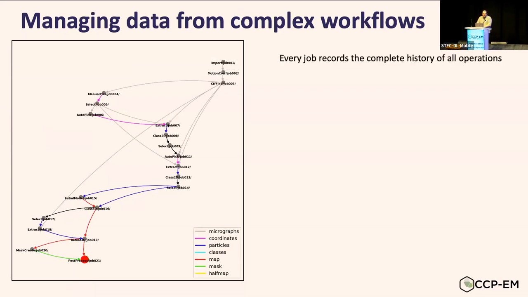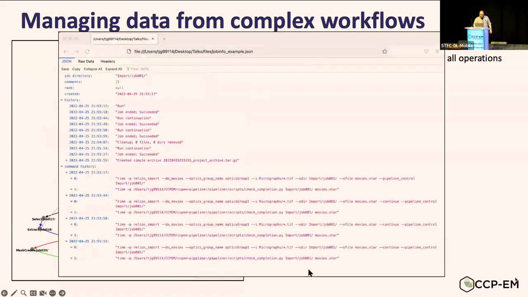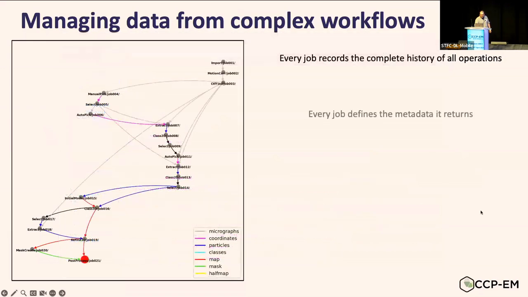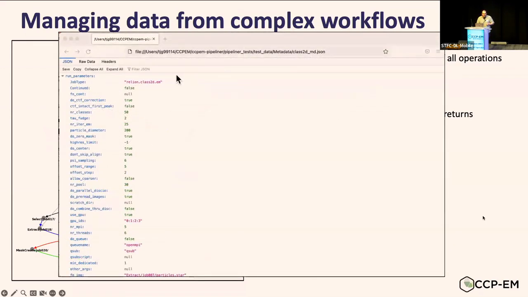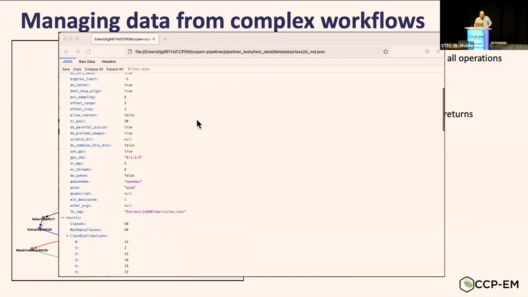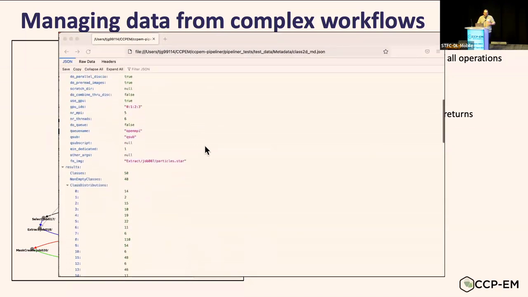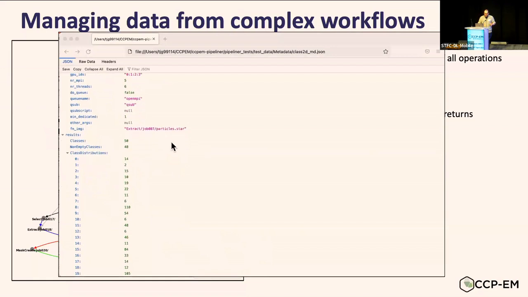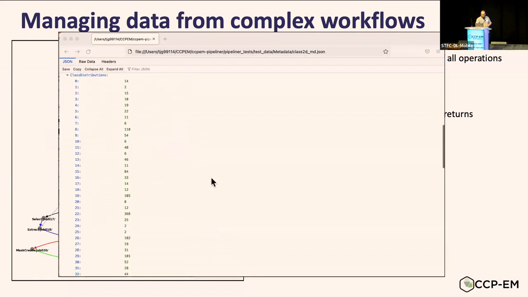So first, every job run in the pipeliner records a complete history of every operation that's performed. So you can go back and you can look, you can see when tasks were run and what commands were executed for each individual task. Second, every job defines a specific set of metadata that it returns. So that includes all of the running parameters, which are listed in this JSON file, and then a set of results parameters that are tailored to each specific job. And we've tried to make this as exhaustive as possible.